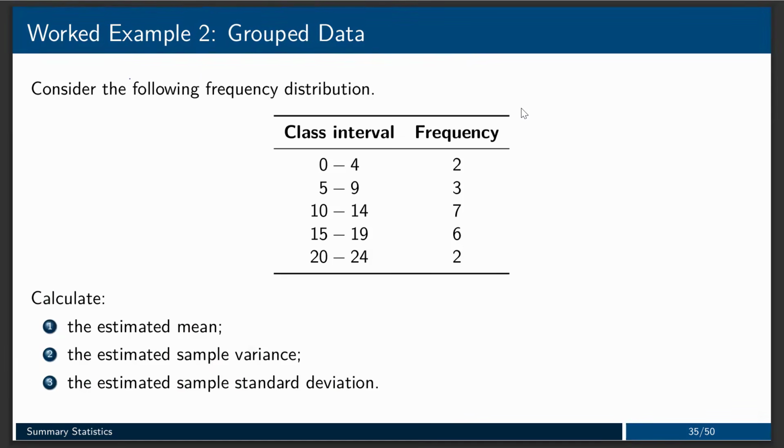Example, consider the following frequency distribution. We have the class interval and the frequencies. Find the estimated mean, the estimated sample variance, and the estimated standard deviation.